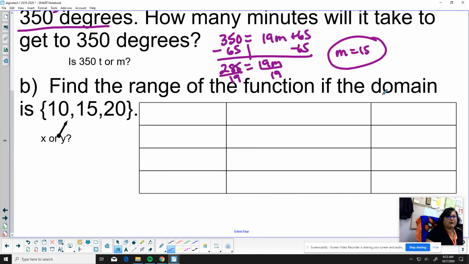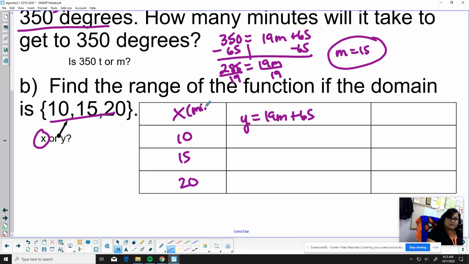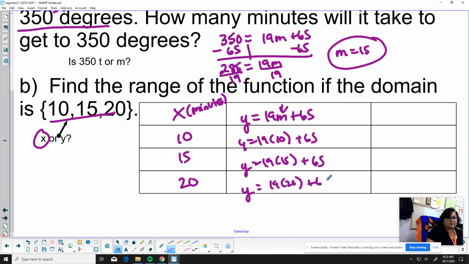Okay, and then it says find the range of the function if the domain is 10, 15, and 20. Remember, domain is x. So we're going to put in 10, 15, and 20, and then we're going to use the function we were given and plug in. And remember, these are minutes, so they go in right here. So y equals 19 times 10 plus 65. y equals 19 times 15 plus 65. And y equals 19 times 20 plus 65. And we're looking for the y's. These are our answers. So let's use our calculator.